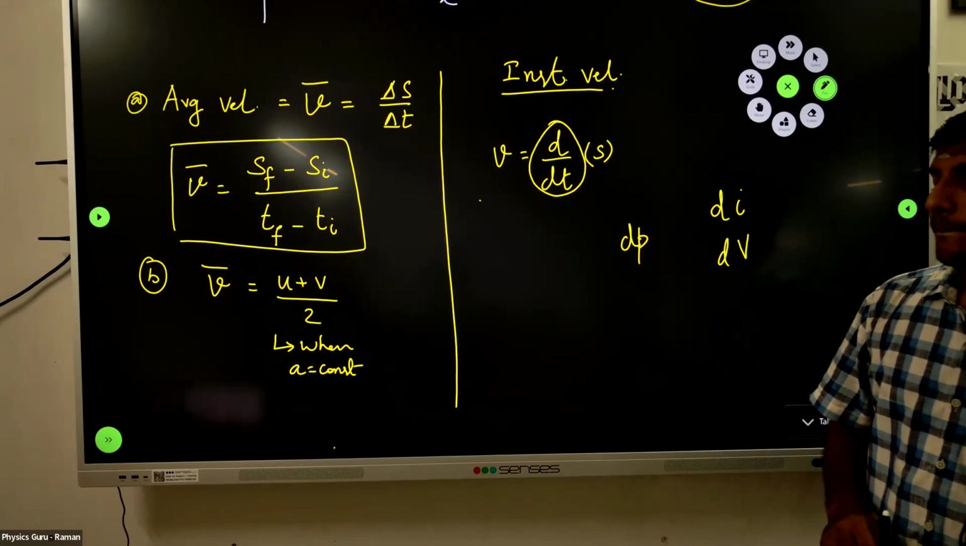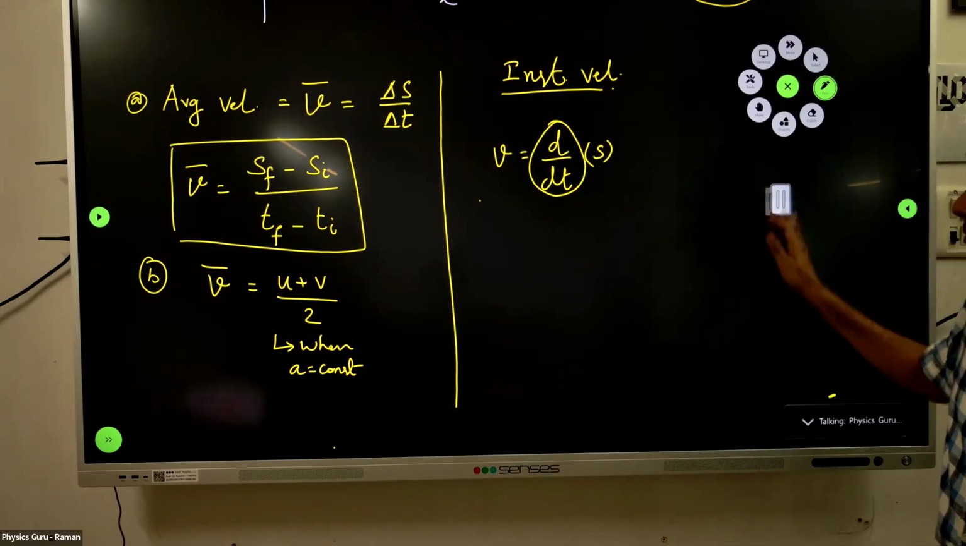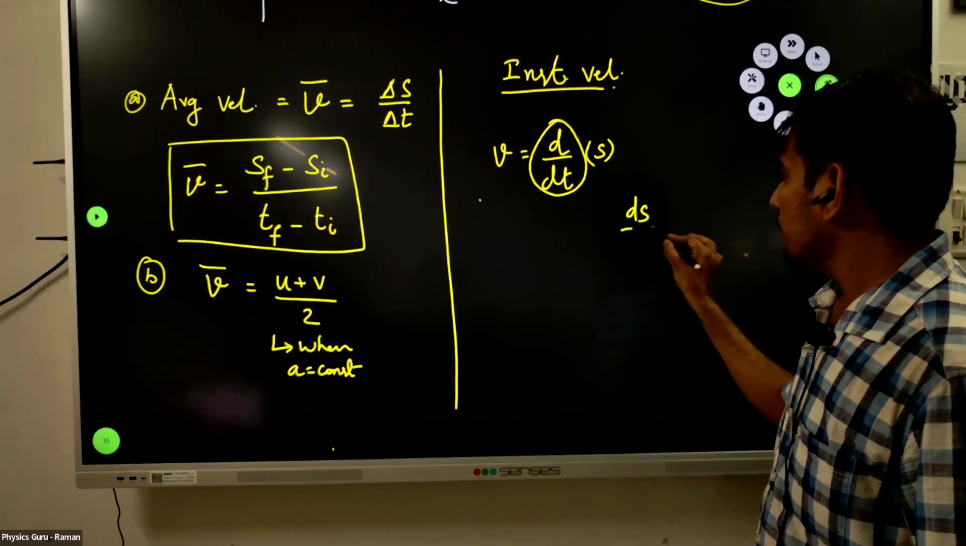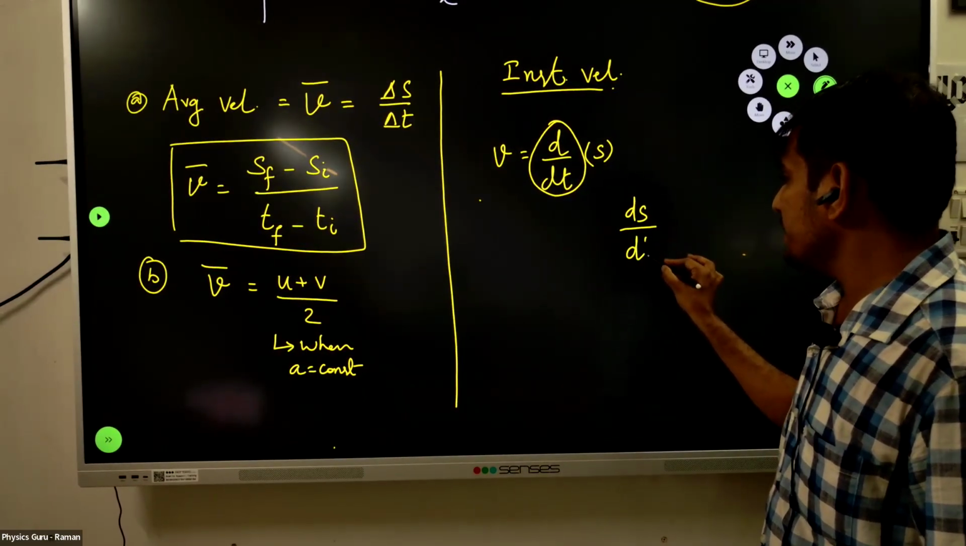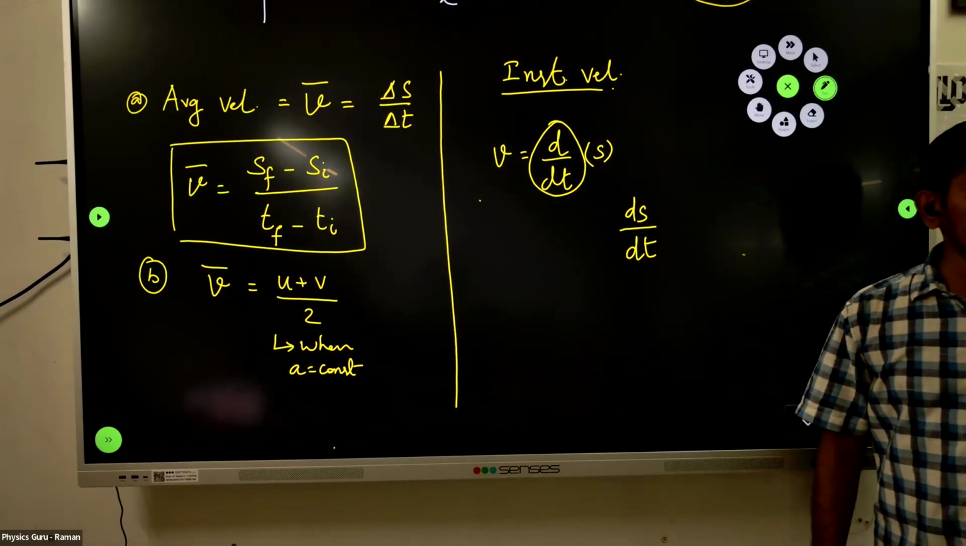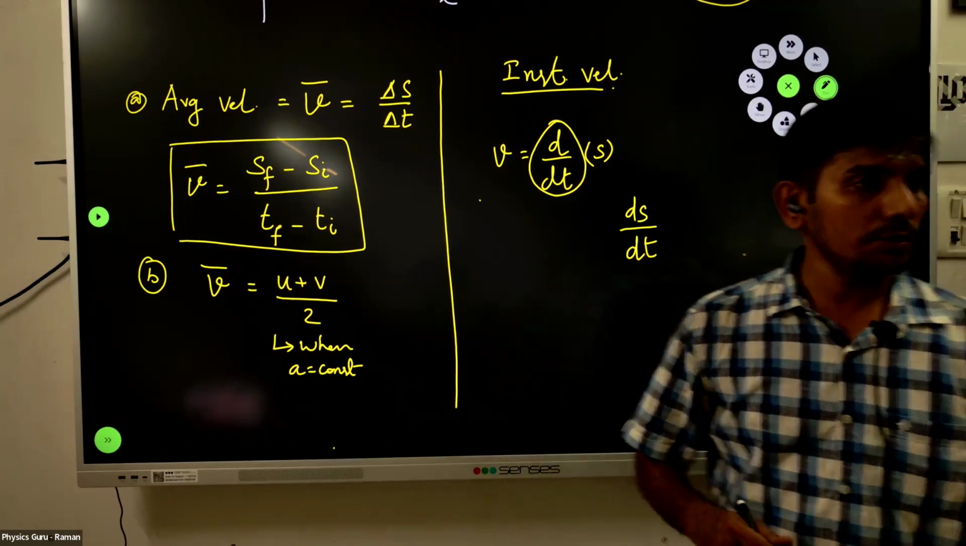Got it? So here we are trying to say the displacement is changing with respect to change in time. That's why you have to pronounce this equation. You should never memorize an equation. You have to learn how to pronounce the equation.